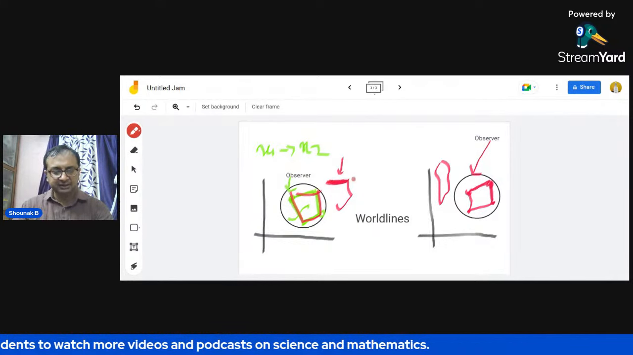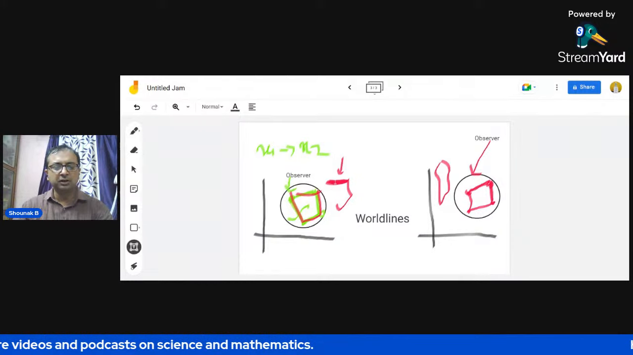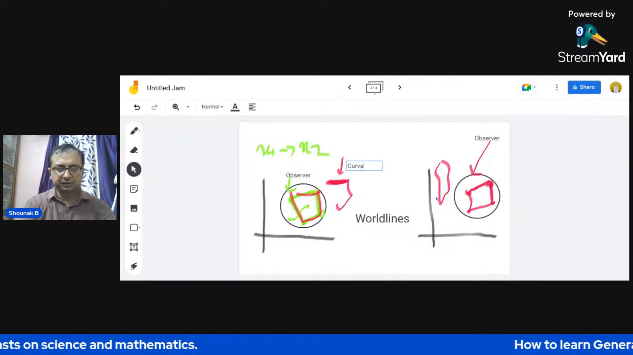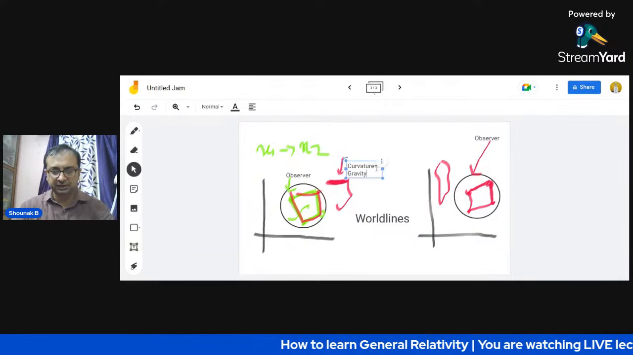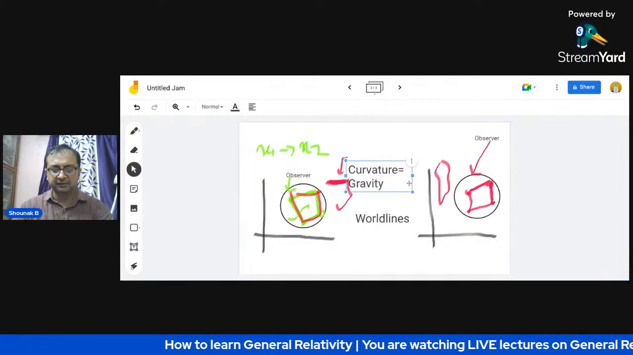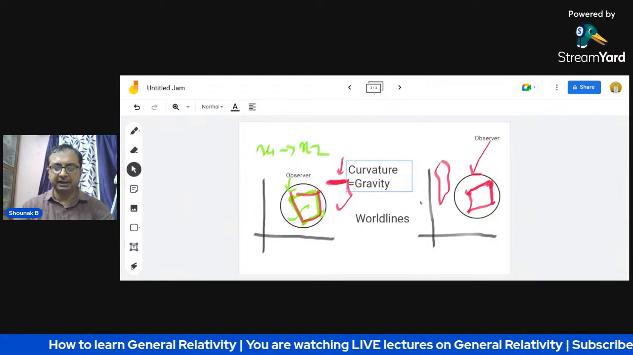And this stress will eventually lead to what? The curvature. This would lead to curvature, and this curvature is nothing but gravity as per Einstein's general relativity. So this would give a kind of a curvature. This curvature would be equal to the gravity.